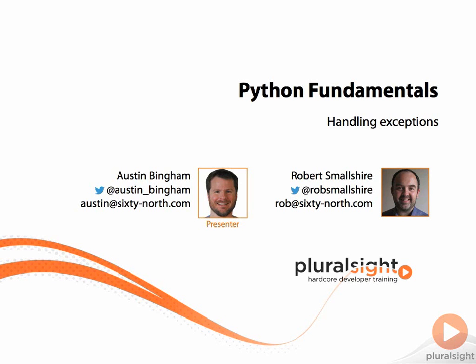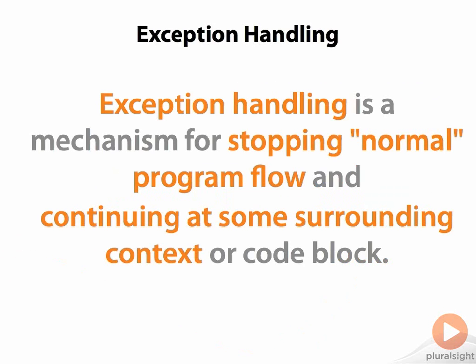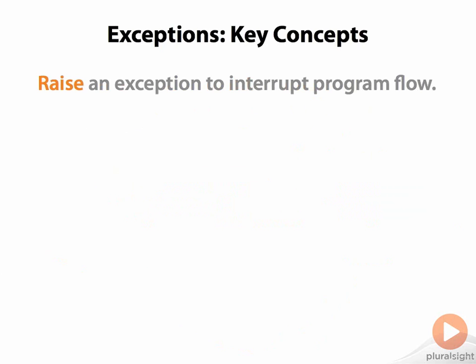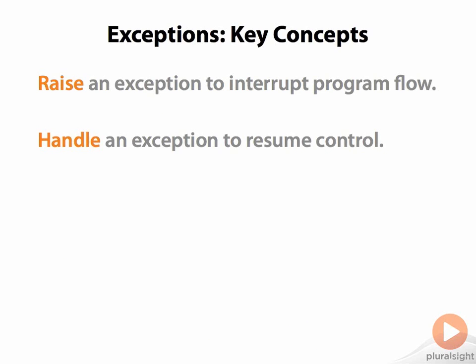Welcome to the 6th module of the Python Fundamentals course, where we introduce exception handling techniques. Exception handling is a mechanism for stopping normal program flow and continuing at some surrounding context or code block. The event of interrupting normal flow is called the act of raising an exception. In some enclosing context, the raised exception must be handled, upon which control flow is transferred to the exception handler.